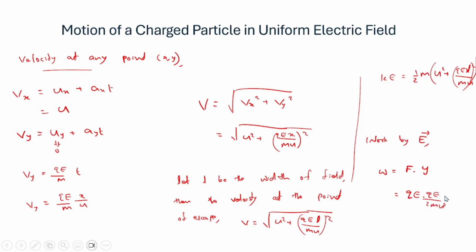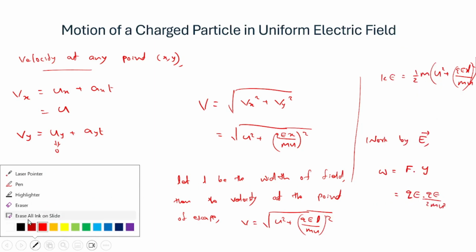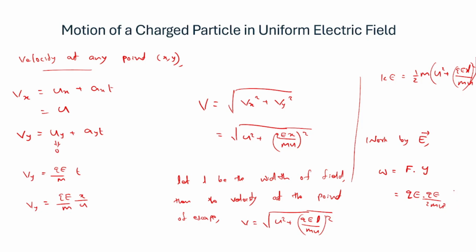In place of x, the particle will leave at L, so L square. So that will be equal to q square E square L square upon 2mu square. So this will be the work done by the electric field on that charged particle.